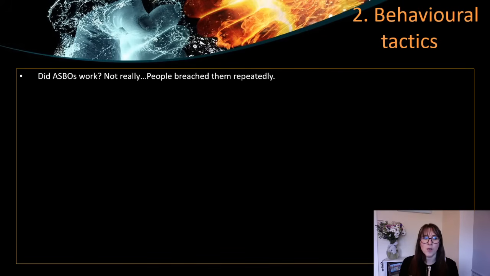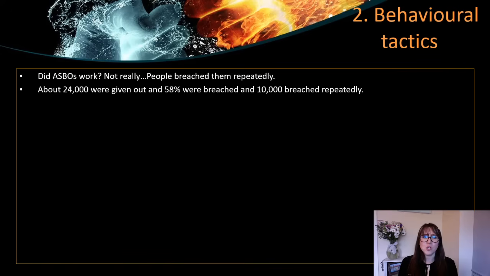Did they work? Not really. People breached them repeatedly. It actually got to a thing where people would show up, oh, I have 5 ASBOs, oh, I have 6, what did you get your ASBOs for? It became a bit of a stamp of approval that people had. About 24,000 were given out and 58% were breached. 10,000 were breached repeatedly.